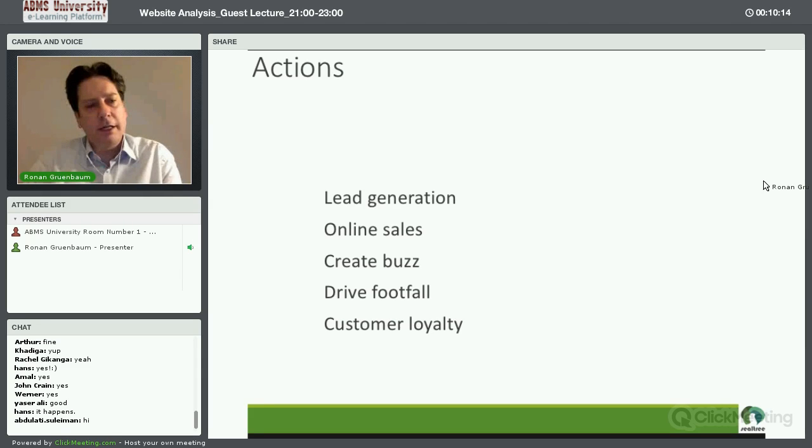Are they sharing, are they ambassadors? Are they sharing the website and the information with their friends and families and their colleagues? Now, these are the main actions you will find from any website.